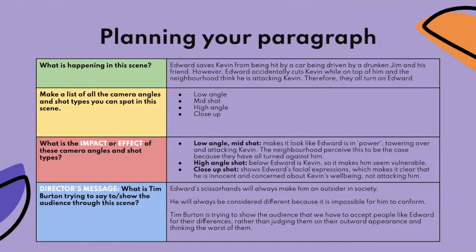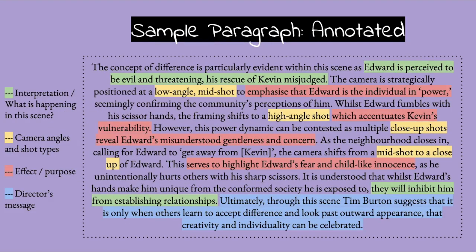So now that we've filled out our scene analysis planning table, it's time to put all of this together into a cohesive paragraph. So remember these colours, green, yellow, red and blue, because I'm going to show you now a scene analysis paragraph analysing the scene that we just watched, and I've colour coded it to match the specific sections of this table. So let me read this scene analysis paragraph with you guys, and then I'm going to break it down based on what each of those colours represent.